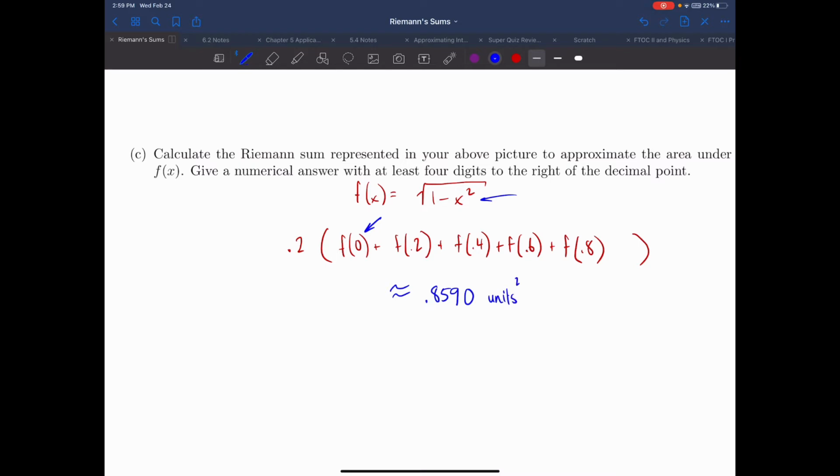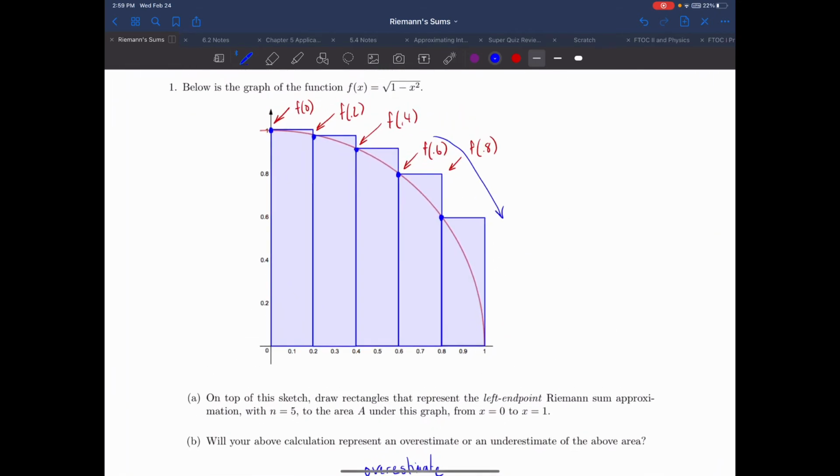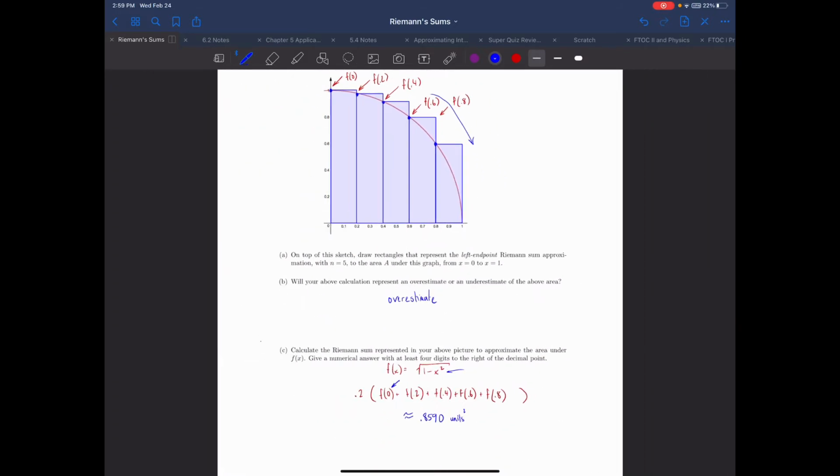So this is units squared. If we go up there, it's going to be under 1, because if this whole thing were just a square, it would be 1 times 1. So 0.859 is a pretty good estimate. Or not a pretty good estimate, it's an estimate.